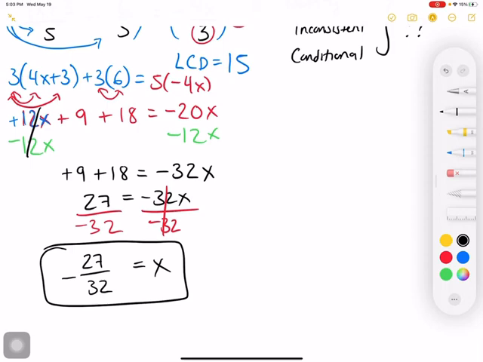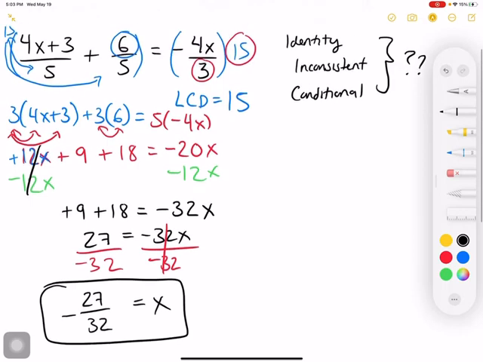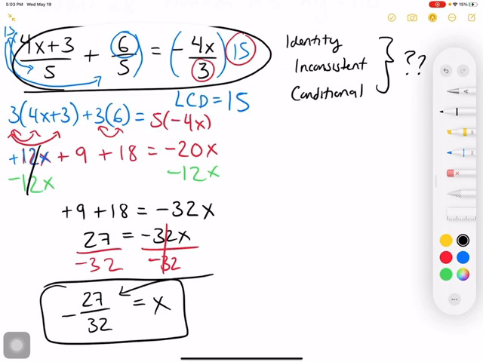So it means that the condition that has to be met in order for this whole equation over here to be true is that x equals negative 27 over 32. And that is a real number. If you go ahead and plug it in your calculator, that's going to be a real number. It's just not a whole number or a zero, or a simpler number, if you want to think about it that way. It happens to be a fraction, but that's perfectly fine, right?